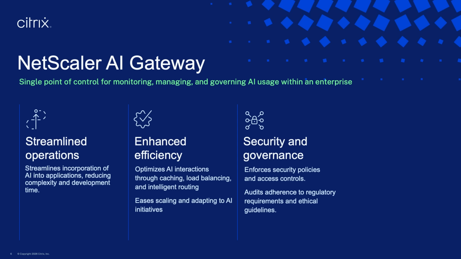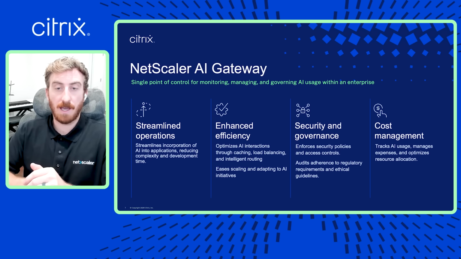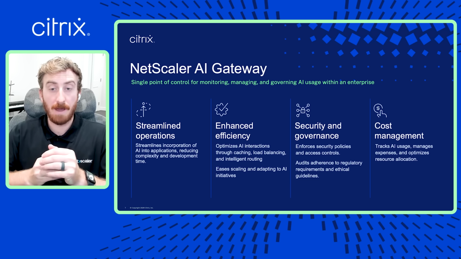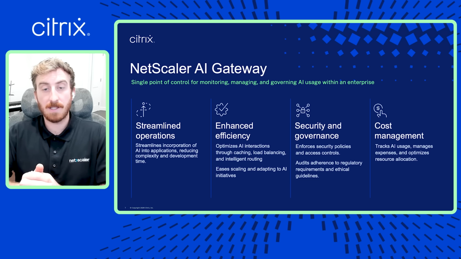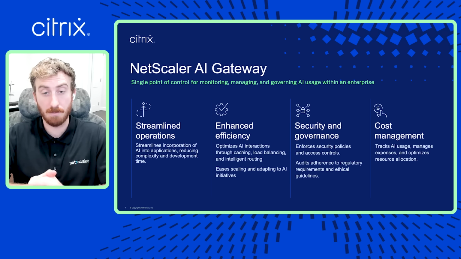Third, security and governance by enforcing consistent access controls, policies, and compliance guardrails as AI becomes embedded in critical workflows. And finally, cost management by tracking AI usage, controlling token consumption, and preventing runaway spend as adoption grows. Now, ultimately, AI Gateway turns AI into a managed enterprise service rather than an unmanaged set of integrations. That's what allows organizations to scale AI safely, efficiently, and profitably.